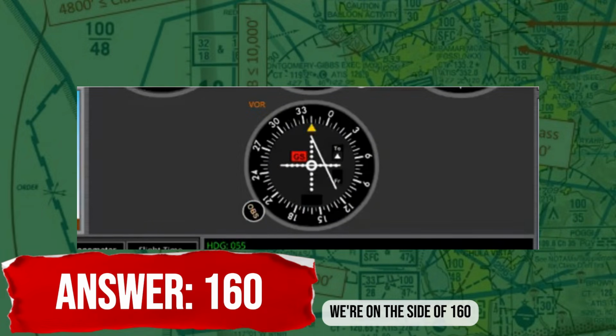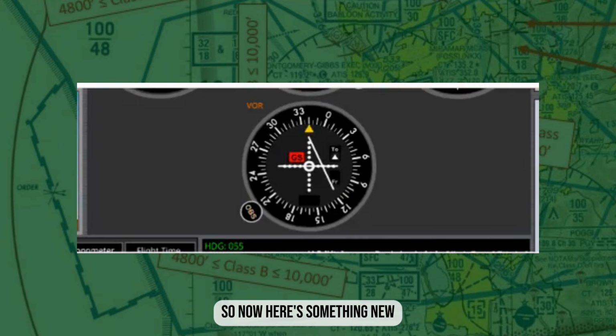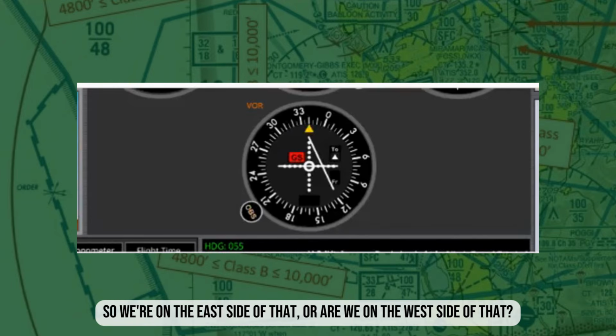We're on the side of 160. So now here's something new. The needle is to the right. So are we on the right side? Which side of the 160 radial are we on? 160 is almost directly south, so are we on the east side of that or are we on the west side of that?